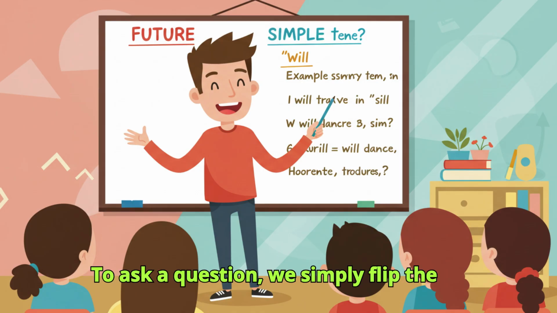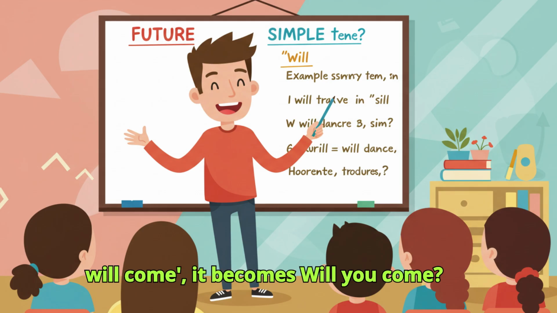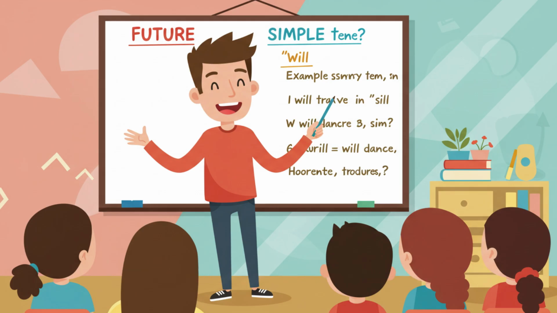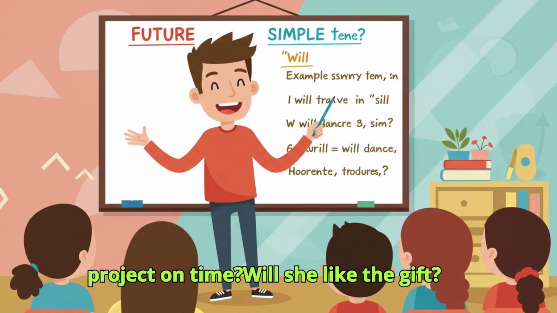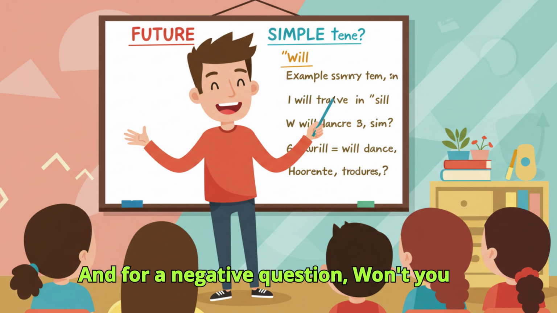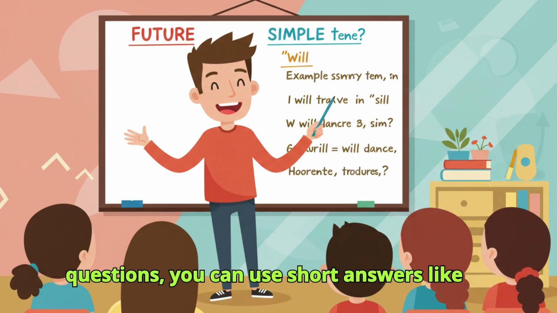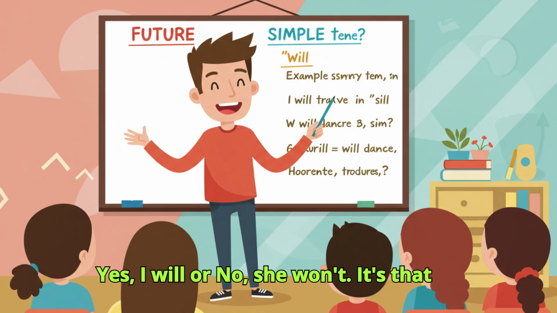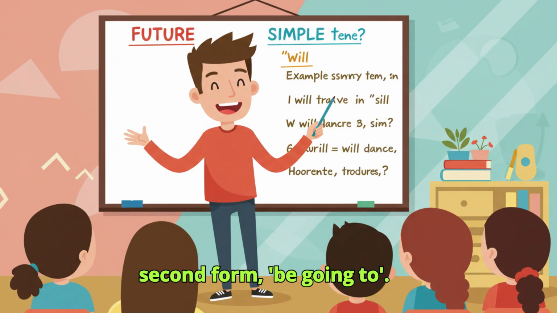To ask a question, we simply flip the subject and will. So, instead of you will come, it becomes, will you come? Let's try a few. Will they finish the project on time? Will she like the gift? And for a negative question, won't you join us for dinner? To answer these questions, you can use short answers like yes, I will, or no, she won't. It's that straightforward. Now let's move on to our second form, be going to.